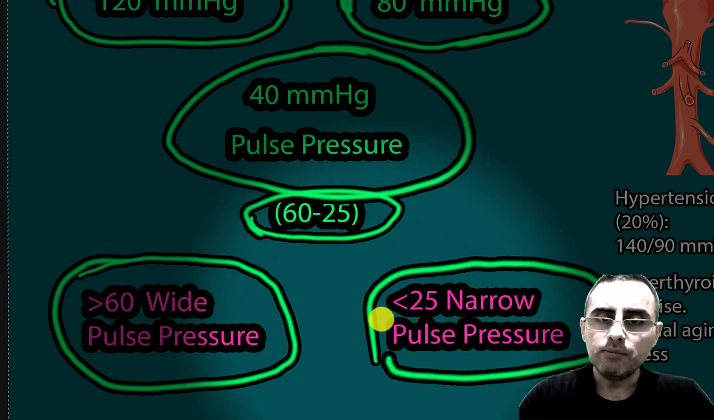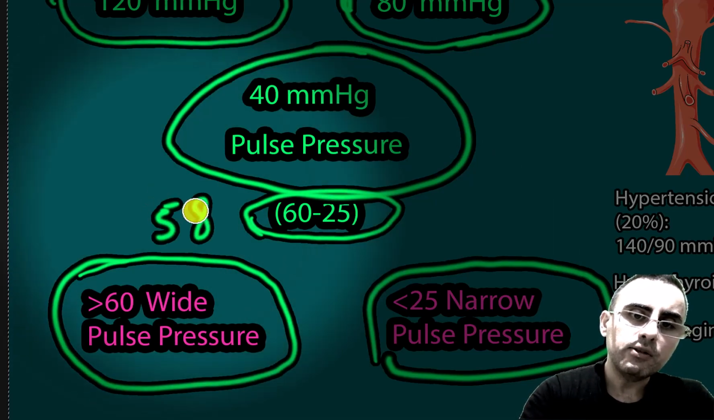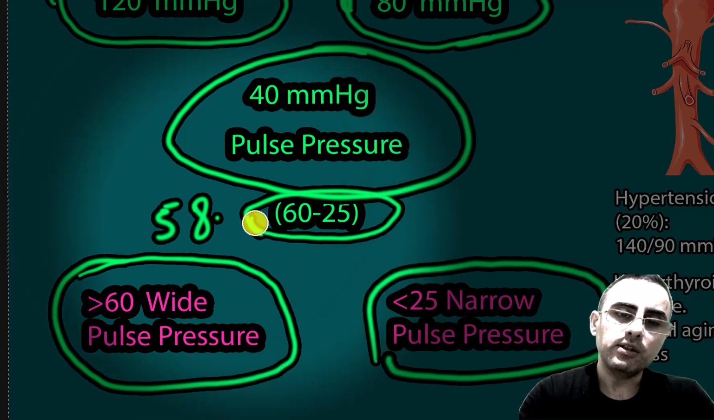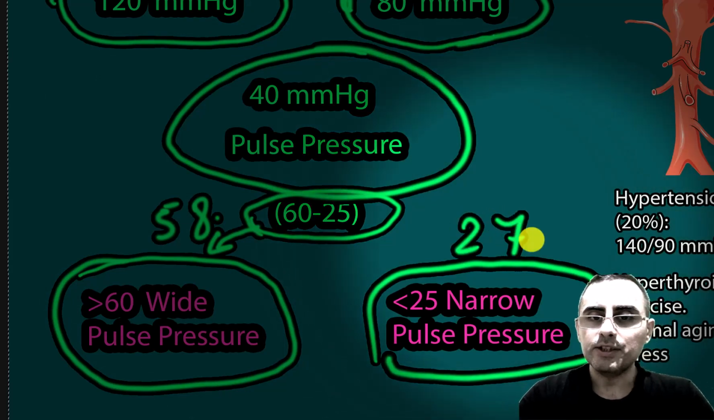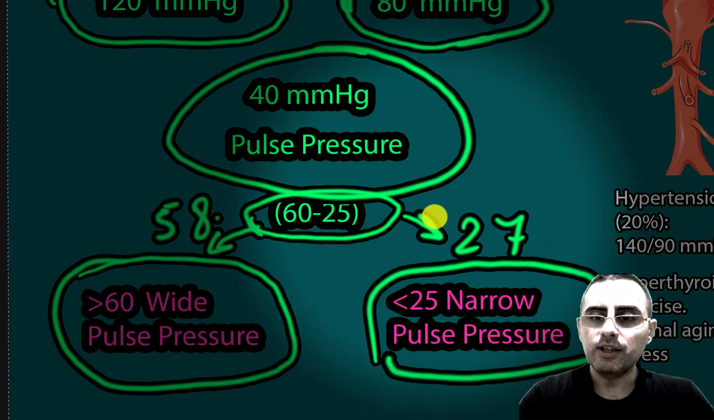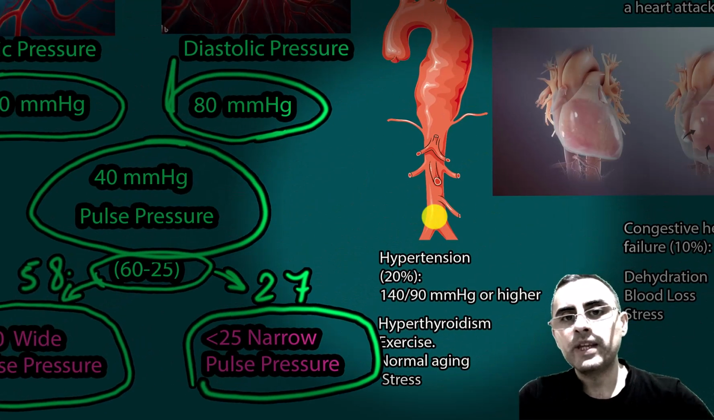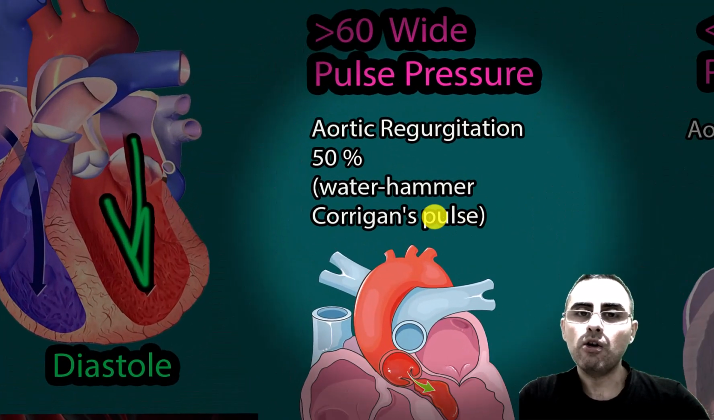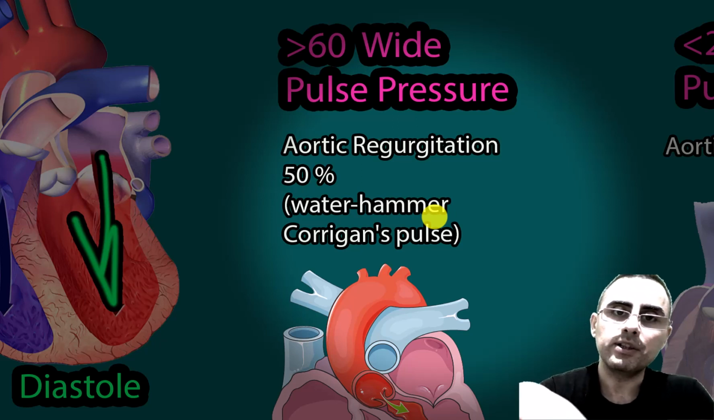So maybe you are asking if 58 is also normal. It's borderline, of course. It's normal high pulse pressure. Like this, 27 is normal pulse pressure, but it's almost narrow pulse pressure. It's borderline also. Now let's discuss the most common causes of wide pulse pressure and narrow pulse pressure.